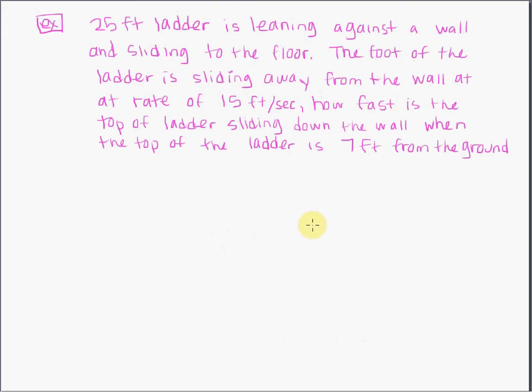Okay, so you have a 25-foot ladder and it's leaning against a wall and it's sliding to the floor. The foot of the ladder is sliding away from the wall at a rate of 15 feet per second. How fast is the top of the ladder sliding down the wall when the top of the ladder is 7 feet from the ground?